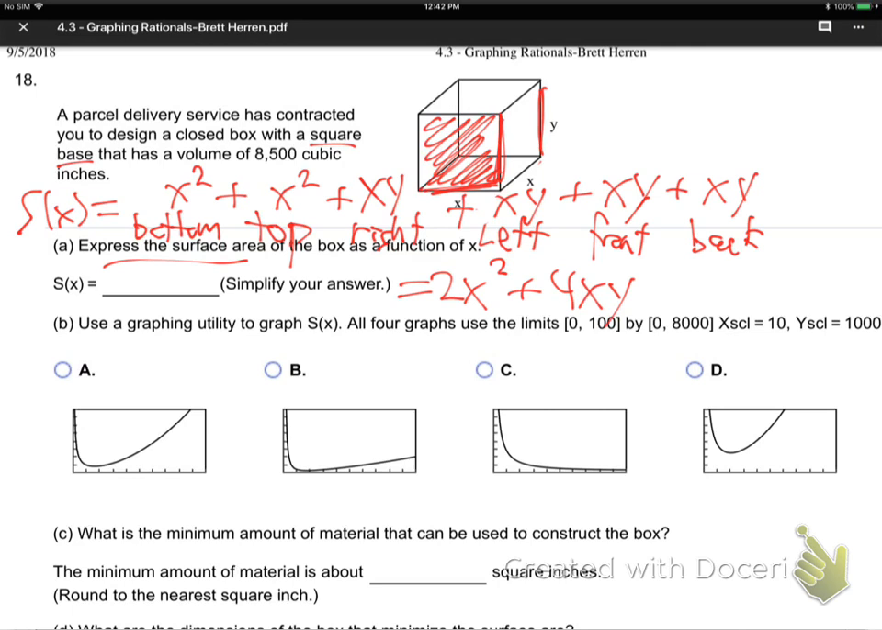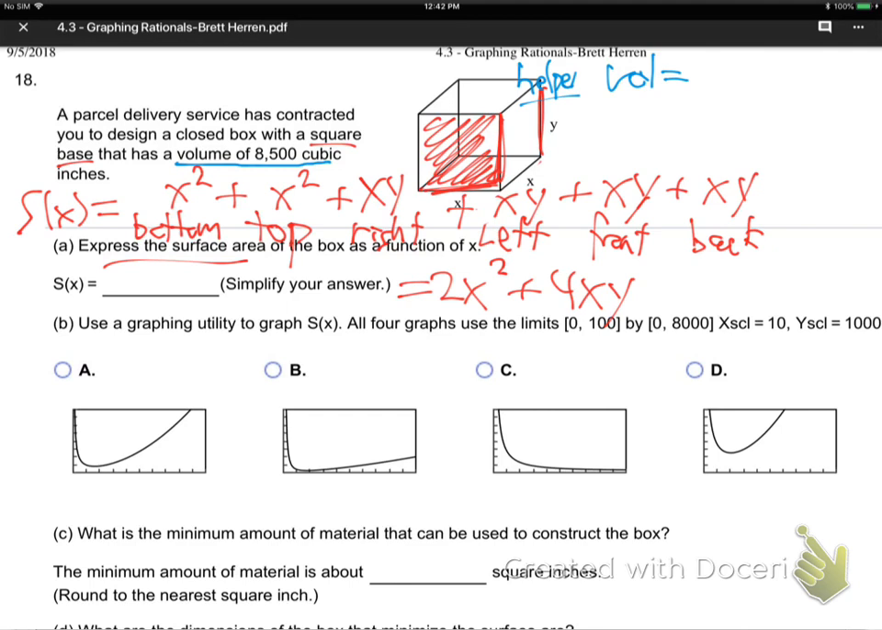Except, we don't want the y. So we've got to do something about the y. We good there? Same problem we had last time. And so what other formula have we not used? What other fact? Volume is 8,500. Volume, that's the helper. That's the other formula which will help us do the main one.